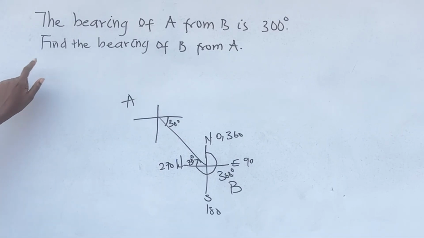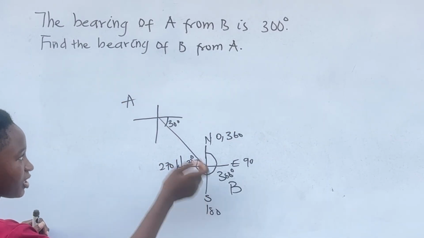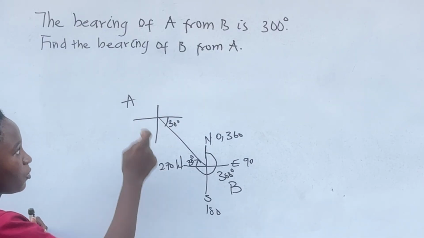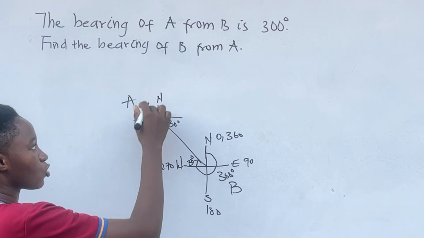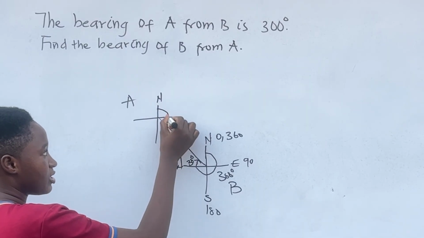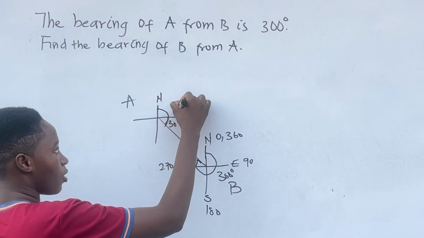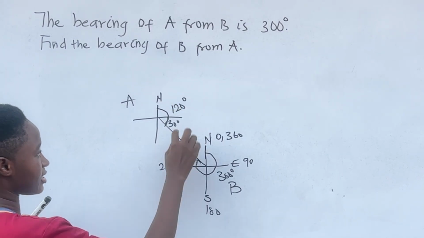So the question is asking us, find the bearing of B from A. What's the bearing of B coming from A? And if you are to come from A, we're also going to start from the north. So coming from A, we're going to have what? Here is going to be 90 plus this 30, and this is going to be 120 degrees. Here is 30, here is also 30.